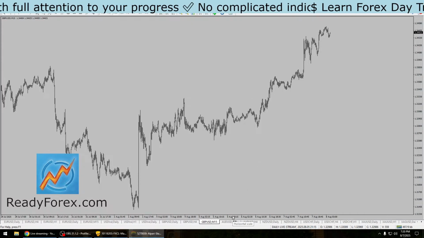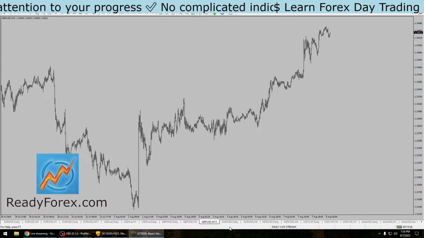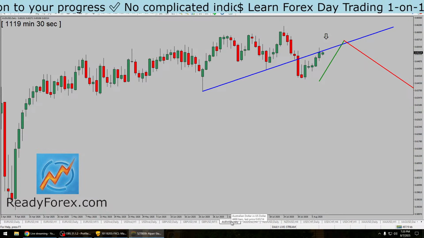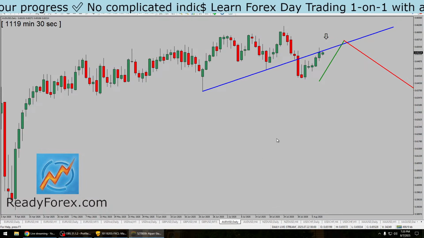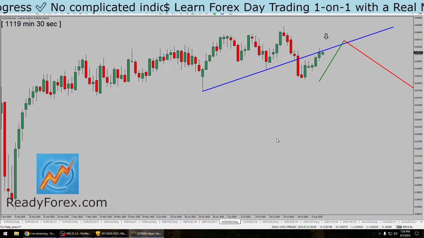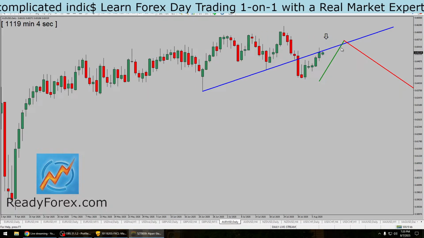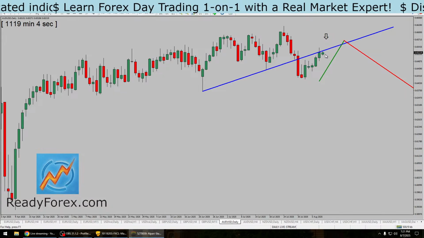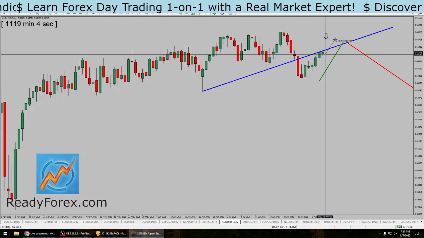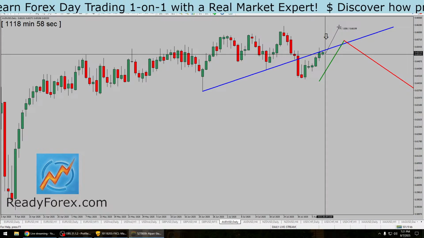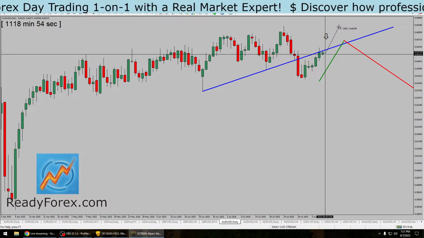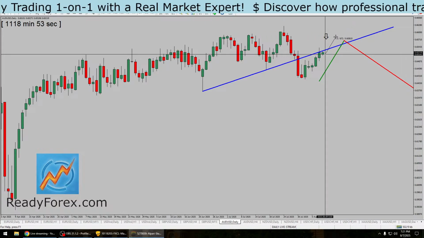Okay, next one is the dollar pair, the AUDUSD currency pair. So the Australian dollar versus United States dollar currency pair. The way I see, it is probably going to rise up more from these levels. I expect an upside in this USD pair.